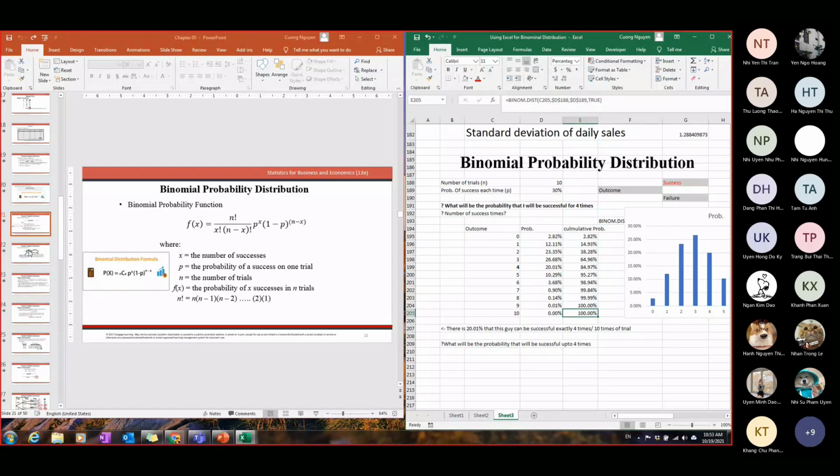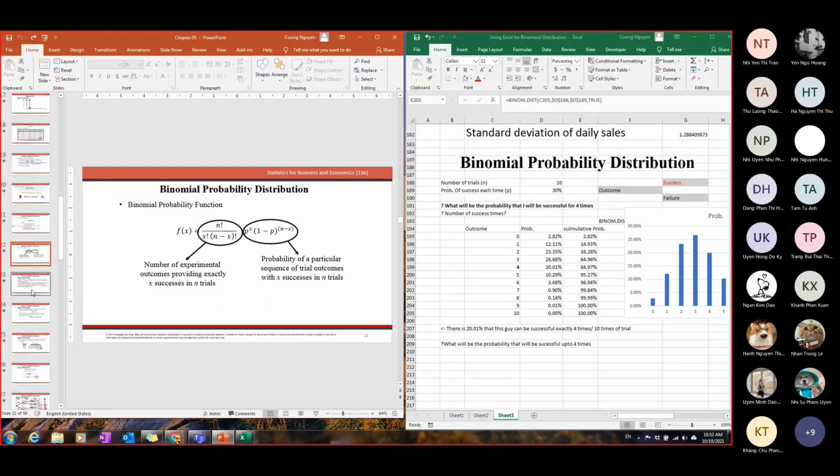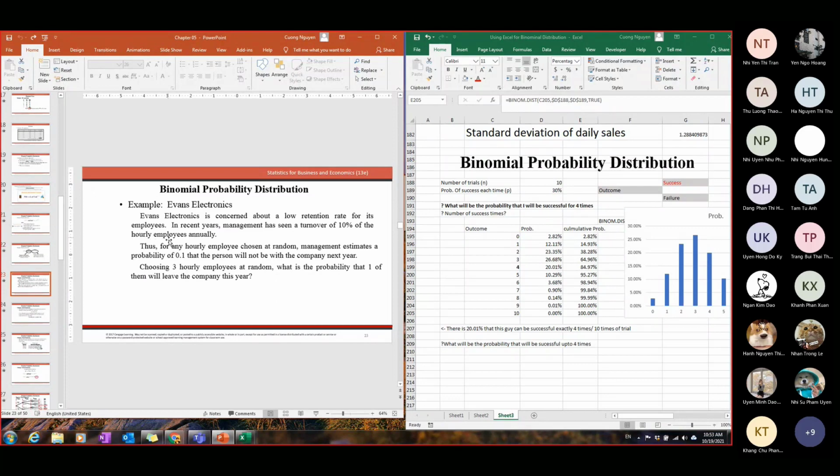Okay, so if you do it manually in this way, for this example about the electronics event that's concerned about the low retention rate. Retention rate means the rate at which people stay in the company after a year. So when you are recruited into a company, some of you will say, oh, I hate this company and I want to quit. So after a year, say 10% of the employees have left. The turnover rate was 10%.